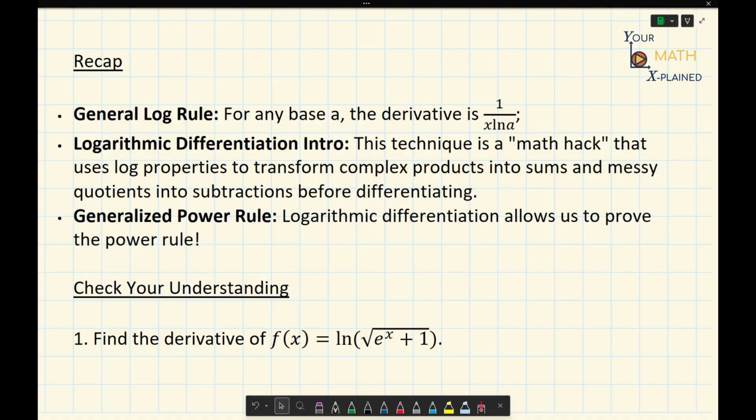And now it is your turn to give this a try. Can you find the derivative of this function on the screen here?